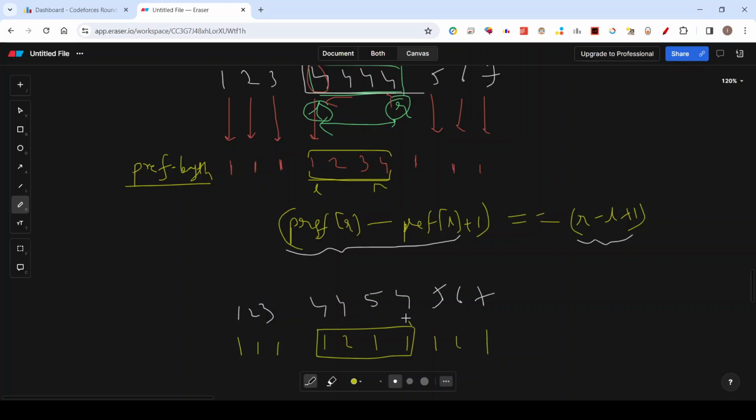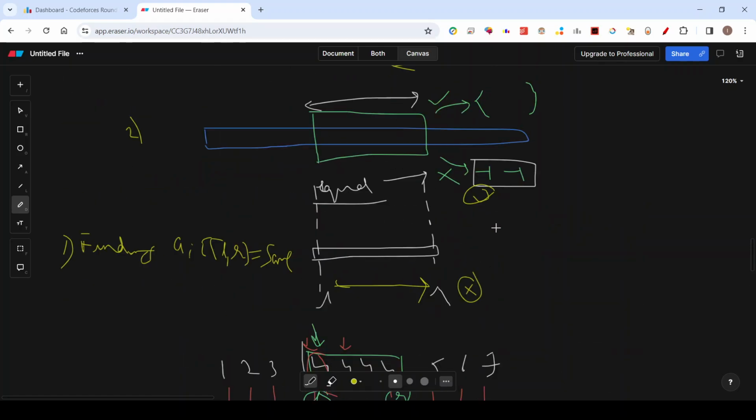Because it was not contiguous, by subtracting L from R plus 1, you would not get the length of the subarray. I hope you get this point. So if by subtracting you get the length of the subarray itself, then you're sure that all the numbers are equal.